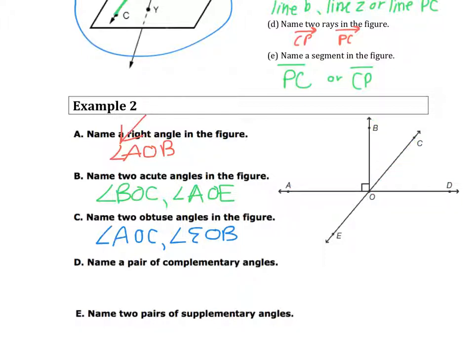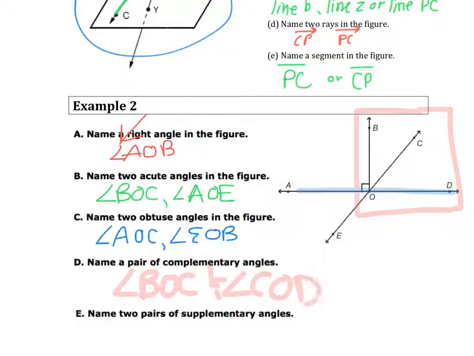We're looking for complementary, which means add to 90 degrees. And the only two I've seen here that are possible to add to 90 are the two here, BOC and COD. They have to add to 90 because they are supplementary or on a line with AOD, a straight angle, which means they have to add to 90 degrees to add up to the total of 180. So it's going to be angle BOC and angle COD.